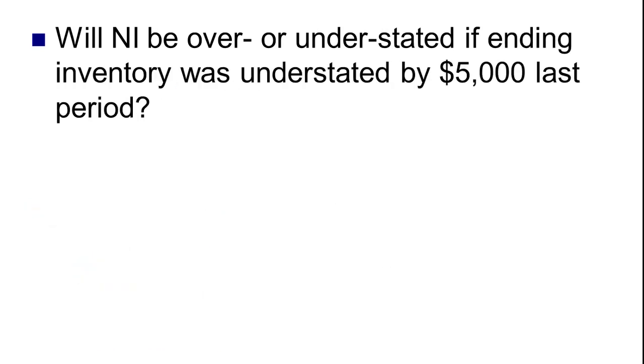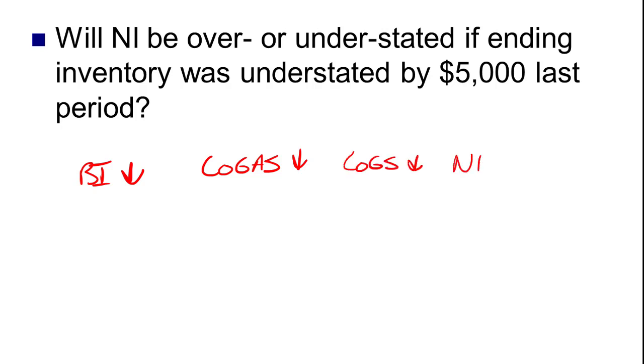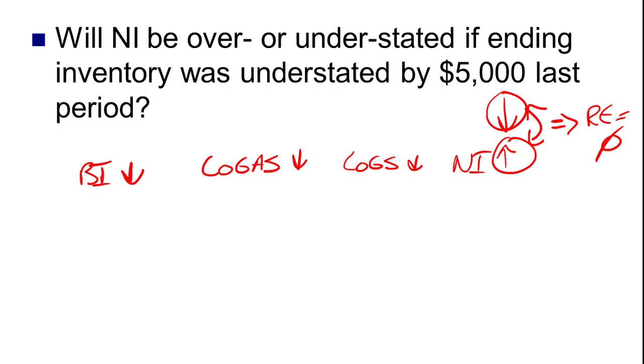Let's take a look at another one. Ending inventory was understated by $5,000 last year. So in this case, beginning inventory is too low because ending inventory was too low last time. So cost of goods available for sale will be too low again, which means my cost of goods sold will be too low, which means net income will be too high. Now again, it's too high this year. Last year, though, it would have been too low, and the effect on retained earnings would be zero because these two are counterbalancing and they would offset each other.